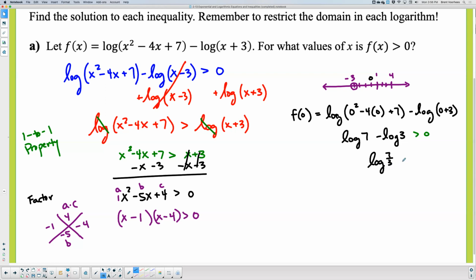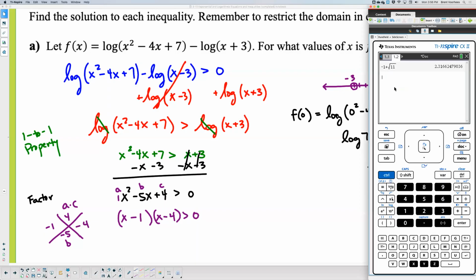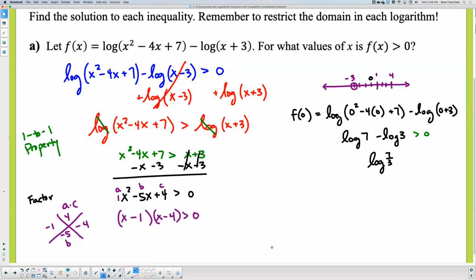And we want to know if that's greater than 0. That's saying 10 to what power is 7/3, and that'll be a positive number. Let me just show you: log of 7 minus log of 3 is positive because log is a growth function. So it's growing, so 7 should be greater than 3. And I could also do log of 7/3 here and see that it is positive. So it's greater than 0. So we're good there.